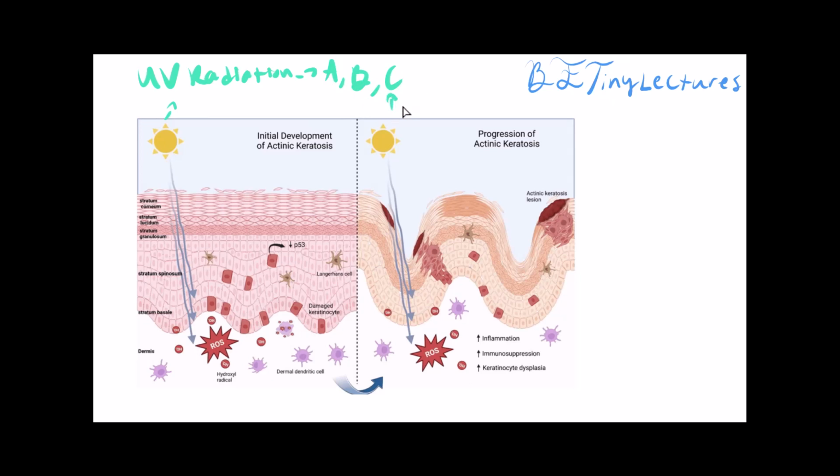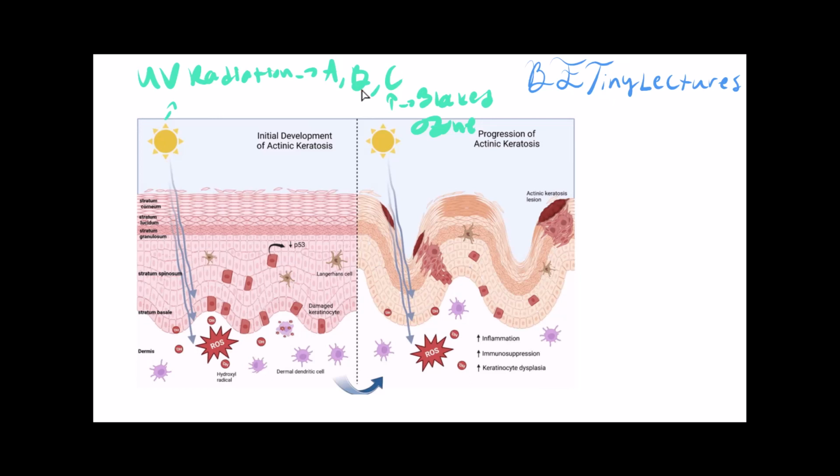Now UVC is actually blocked by the ozone layer. So there's a layer in the atmosphere that blocks a lot of the UVC rays. And that's great because UV type C is actually very dangerous for the skin. So really the skin is exposed to UVA and UVB.